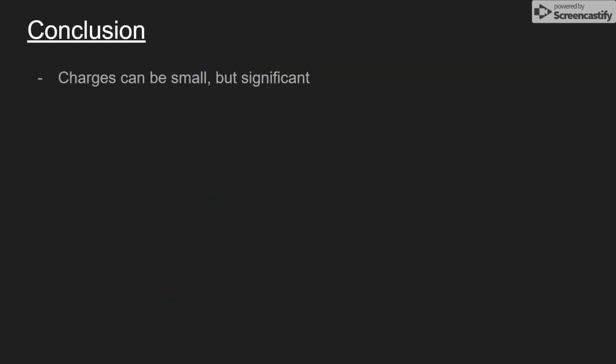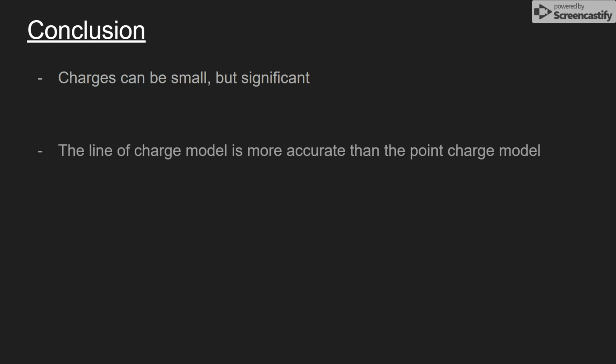So in conclusion, charges can be small but significant. The line of charge model is more accurate than the point charge model, and this is an easy everyday example of the superposition principle.